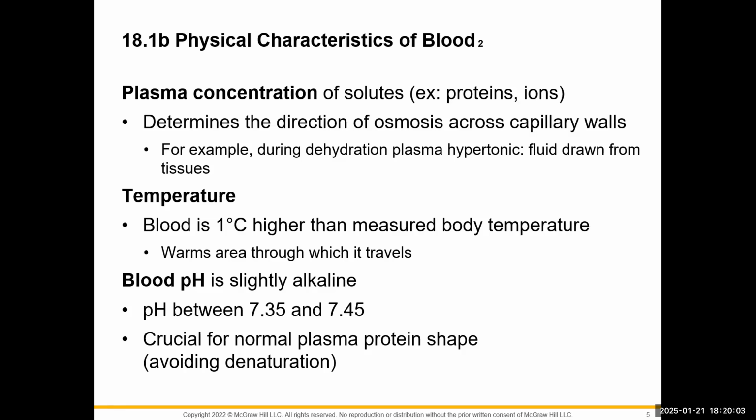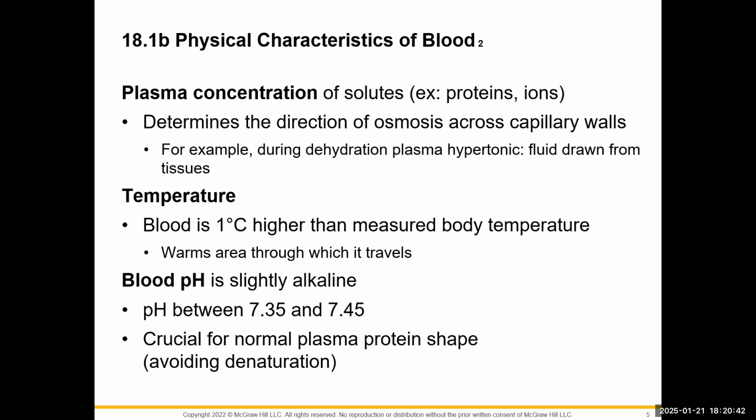Again, we'll talk more about this in later chapters when we talk about fluid balance, but think of it like this: water moves from an area of high water concentration to low water concentration. But at the same time, that means it's normally going to move to the area that has the higher solute concentration, which is what we see in the blood plasma of dehydrated individuals. They have less fluid in the blood and a higher solute concentration, so water gets pulled out of the tissues towards the blood. Okay, the next physical characteristic is temperature.